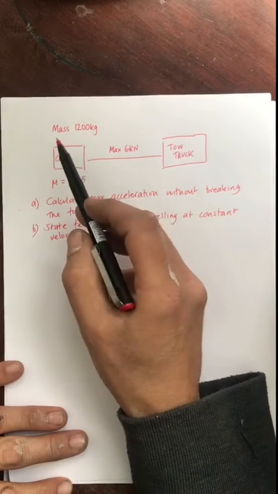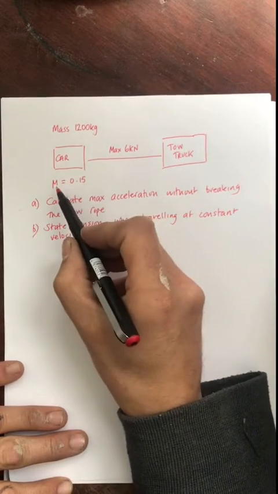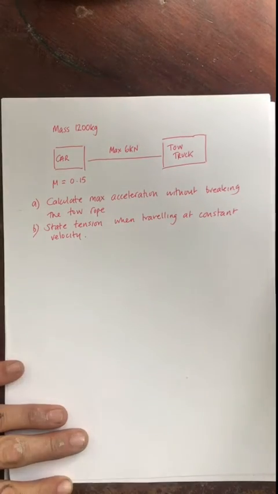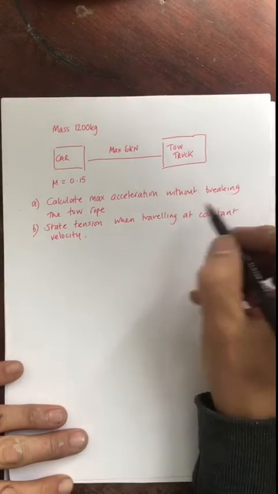We know a couple of other things. We know the mass of the car, and we know the coefficient of friction between the car and the road. Now the question is in two parts. Calculate the maximum acceleration without breaking the tow rope.